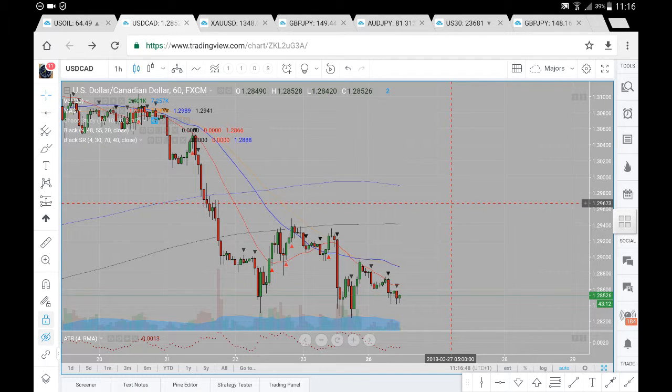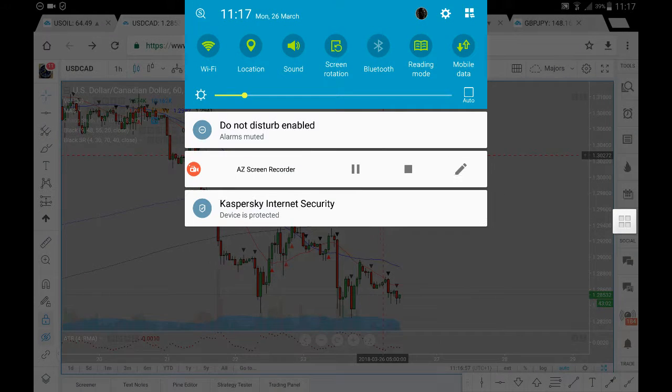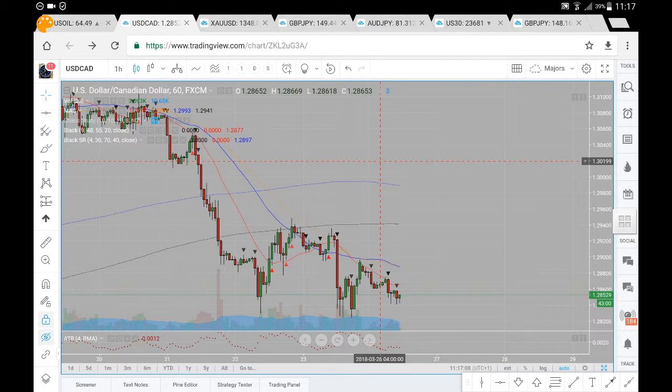So this is USDCAD analysis for Monday, the 26th of March. Now, let's just have a look at the prices and where prices may likely go. So, what we have seen here on the USDCAD is a pretty persistent sell-off here.